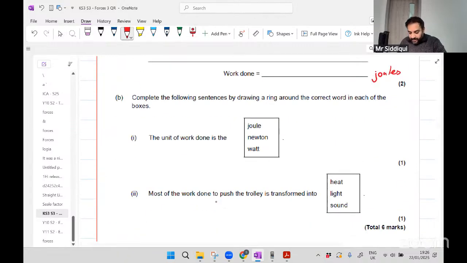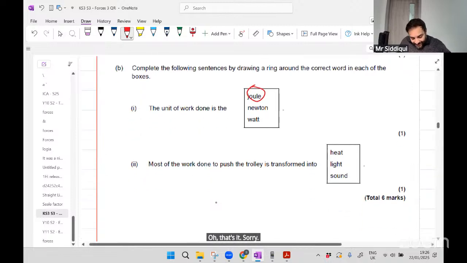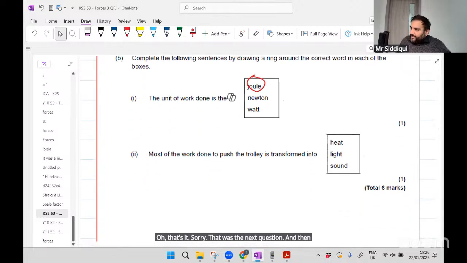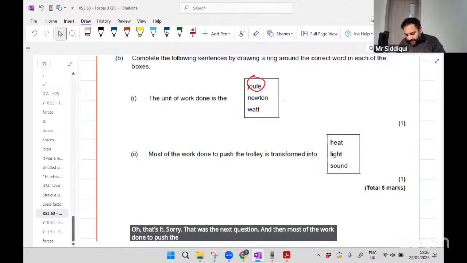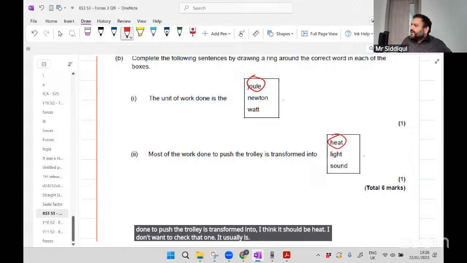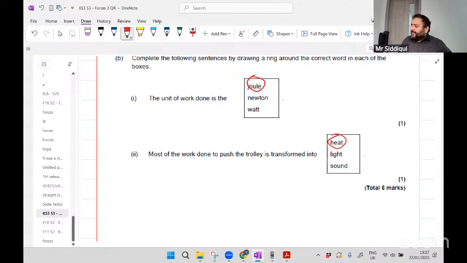Oh, that's it. Sorry. That was the next question. And then most of the work done to push the trolley is transformed into, I think it should be heat. I'm not going to check that, but it usually is. Right. Is there anything else?